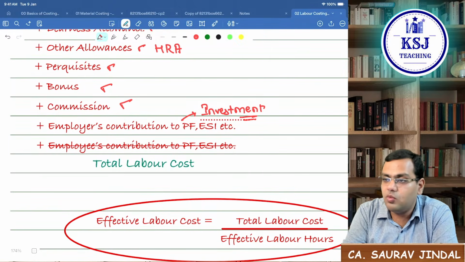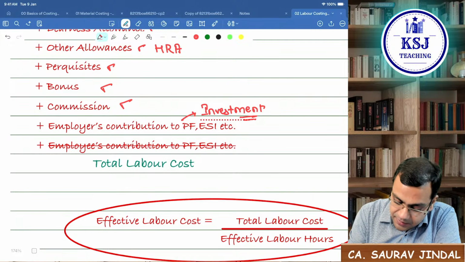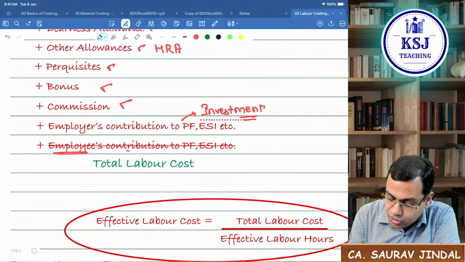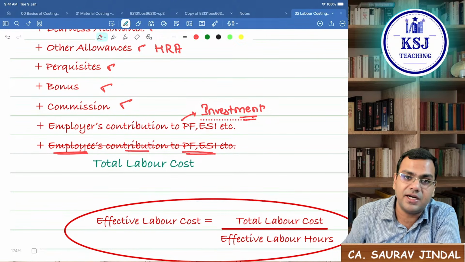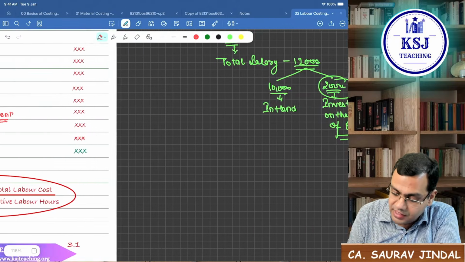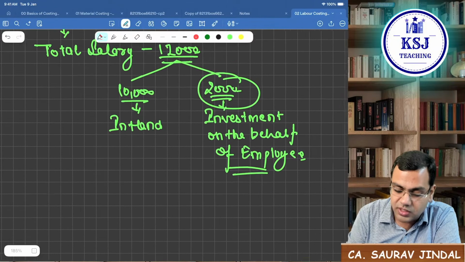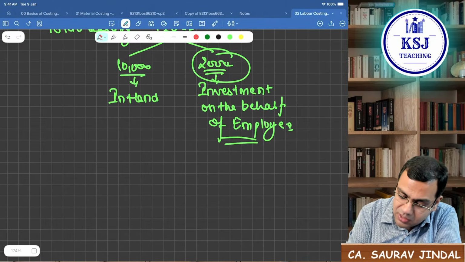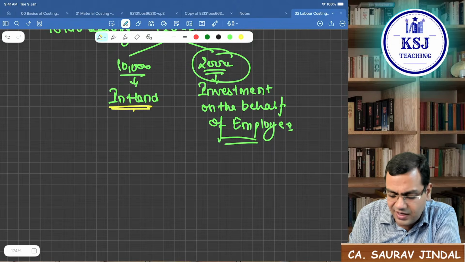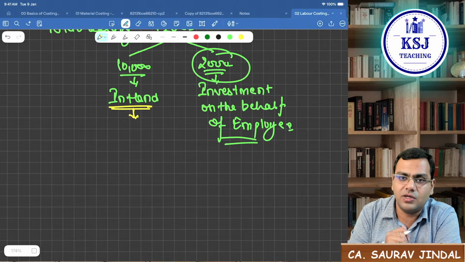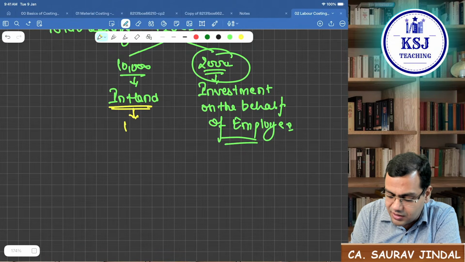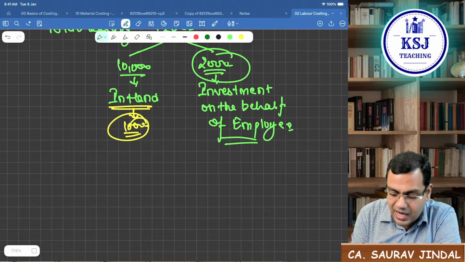Now I have written one more line here. I am saying the employee's contribution to PF ESI, but I have striked it out. Why? Suppose you have given 10,000 and 2,000 to Ram. While going back home, Ram thinks, okay, I have 10,000, but I don't need all of it. Out of this 10,000, I will invest 1,000 rupees in PF ESI, Provident Fund and ESI.